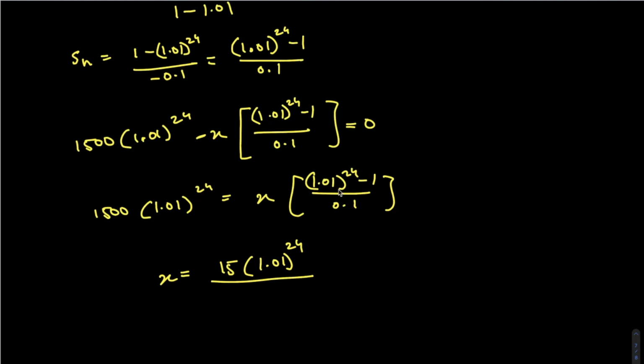I just want to point something out. I made a small error here. I should put 0.01 here. So now I get 1.01 raised to the power 24 minus 1. That's it. If I simplify this, what I get is approximately 70.61.